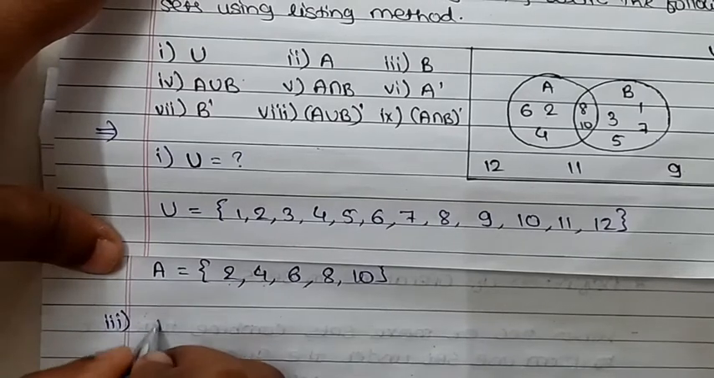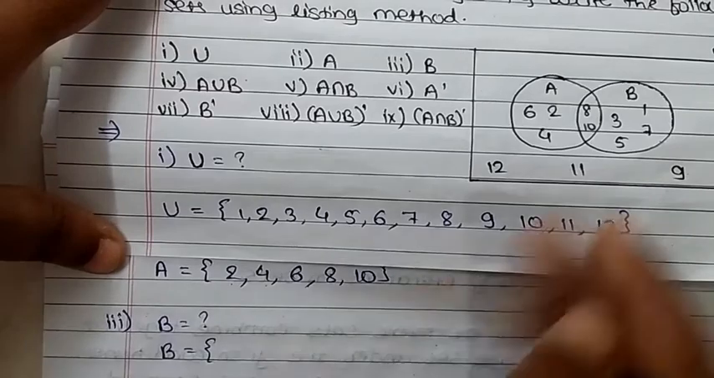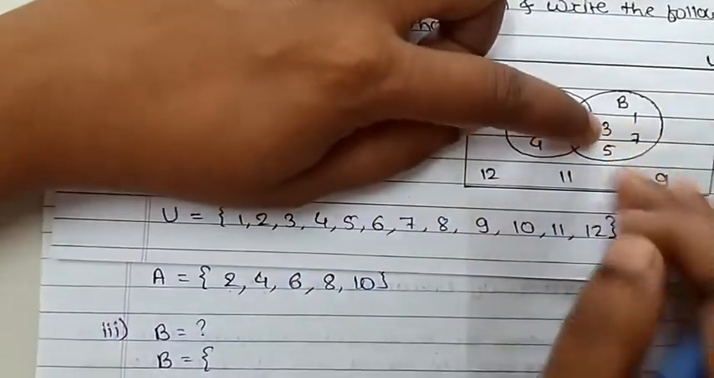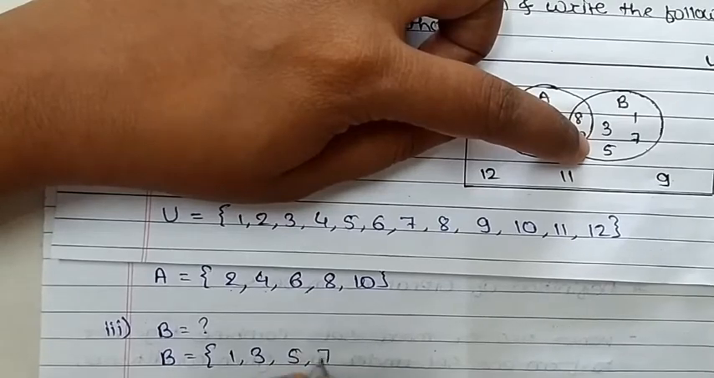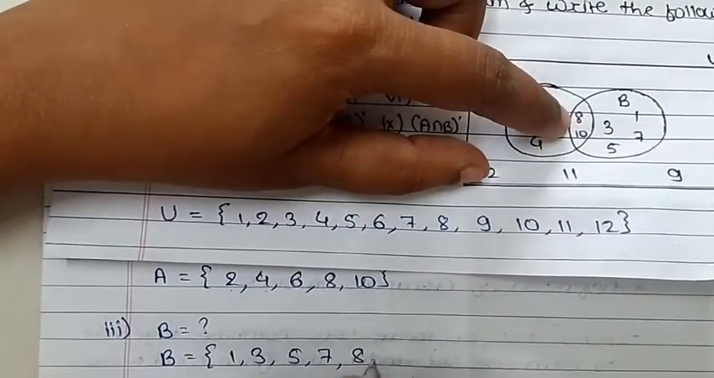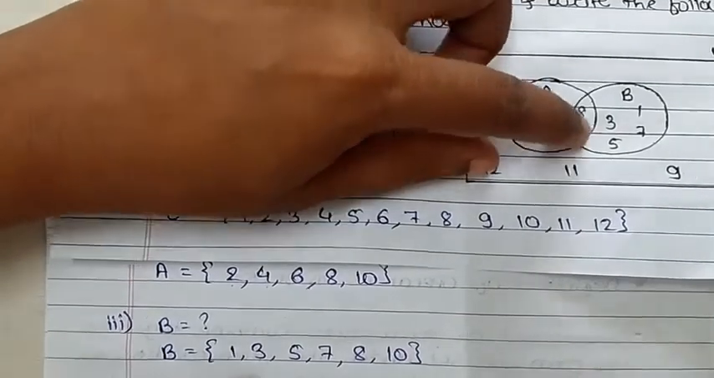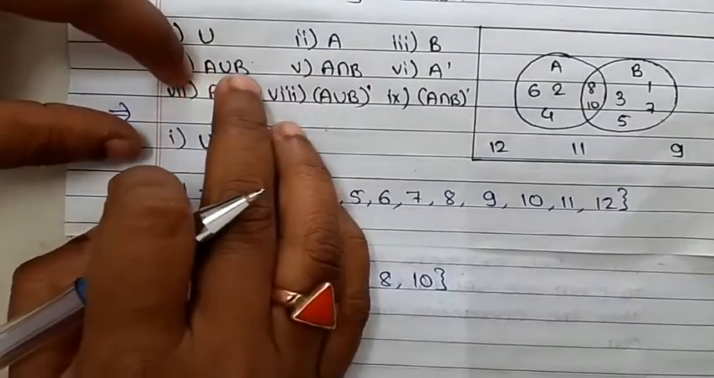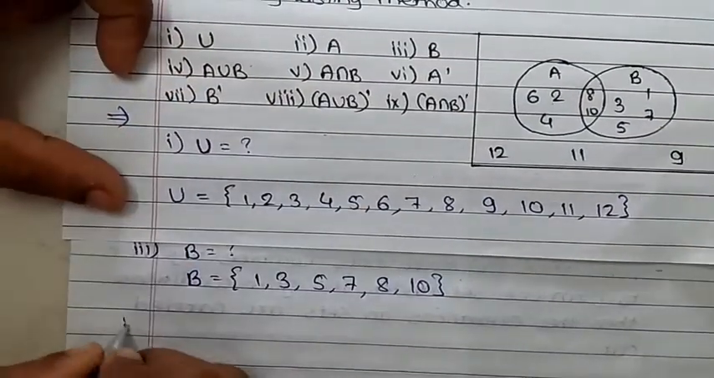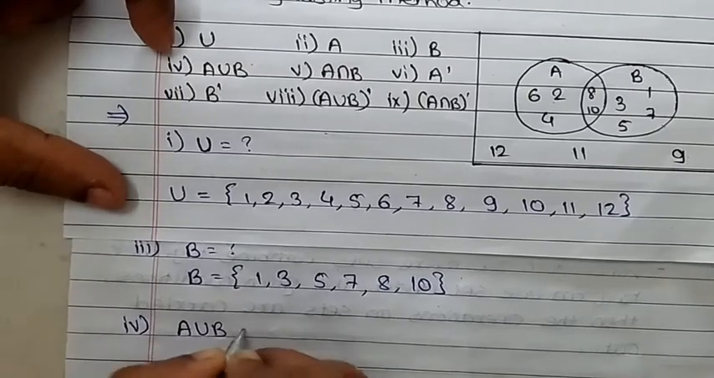Similarly, third one, that is we want to calculate B. So therefore B is equal to, similarly, what are the elements of B here? That is 1, 3, 5, 7 and then 8 and 10. Okay, clear? Next we want to calculate A union B. Fourth one is what? We want to calculate A union B.